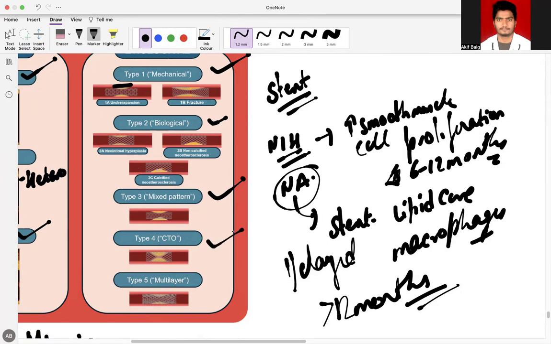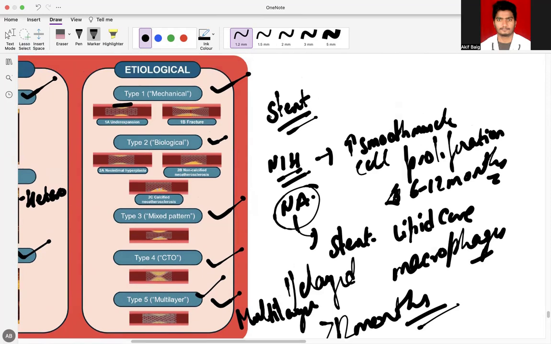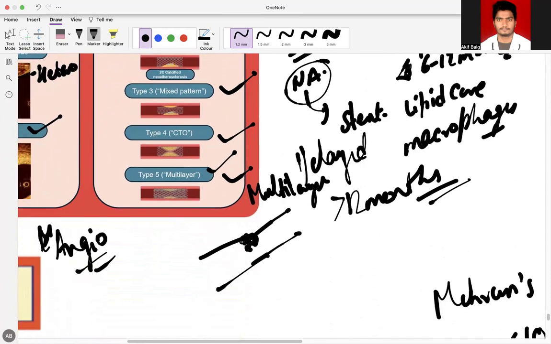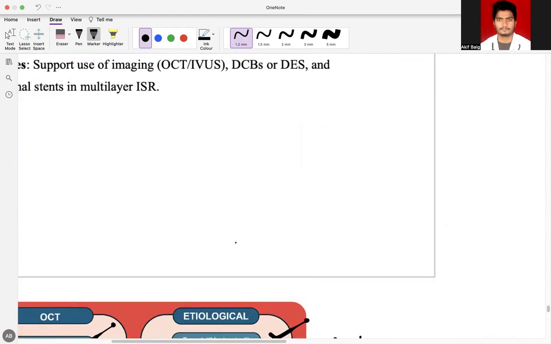A patient can have complete CTO because of the ISR, and a patient can have multi-layer. That means suppose a patient had a single stent, and now one more stent was deployed due to ISR or stent thrombosis, and within those layers, if stenosis keeps forming, it is called multi-layer stent restenosis. This can also happen at any part where there is overlapping of stents. Suppose we have placed two stents and they are overlapping, and stenosis forms in multiple layers in the first stent and the second stent as well. Then it is called type 5 or multi-layer one.